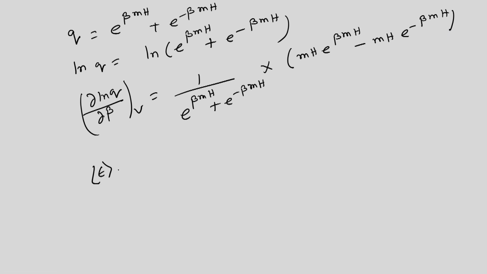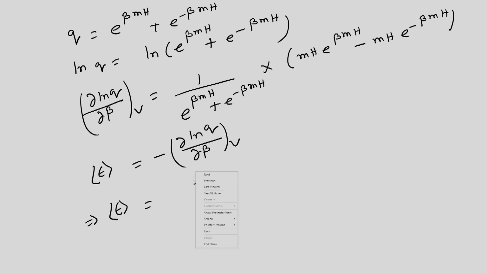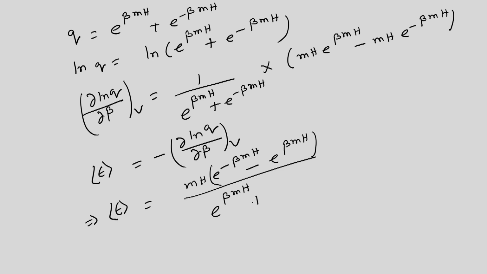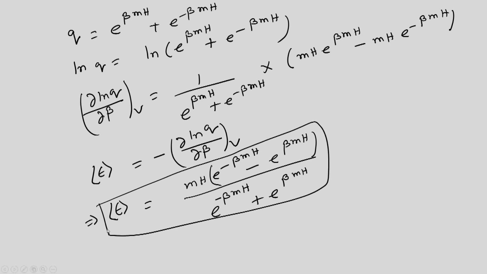So, we get average energy epsilon average is minus del ln Q by del beta at constant volume. So, we get average energy is mH times e to the minus beta mH minus mH, if we take out, and then we get e to the beta mH, by e to the beta mH plus e to the minus beta mH, or you can write this one as plus minus and this is plus. So, this is the expression for the average energy value that we wanted to calculate. Okay, so this was problem number 12, and then we can calculate another problem.